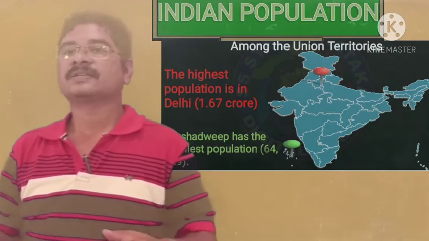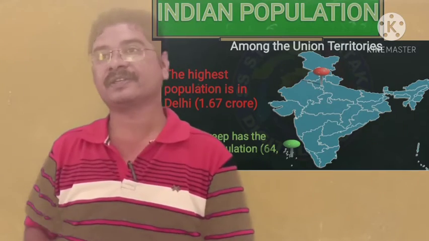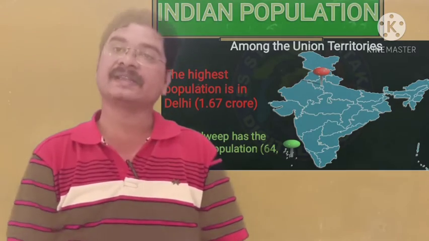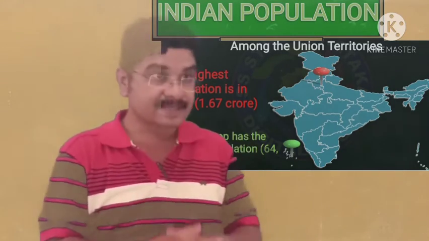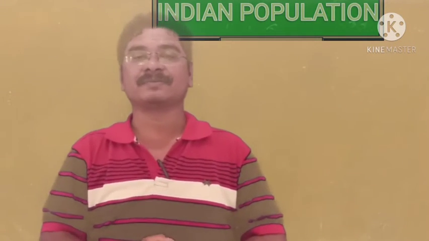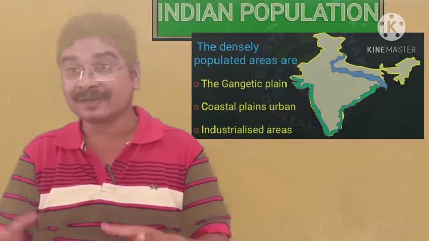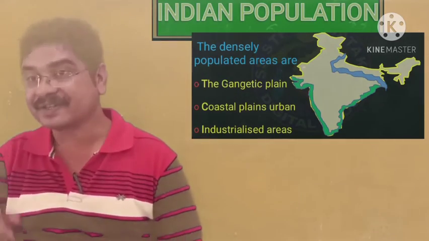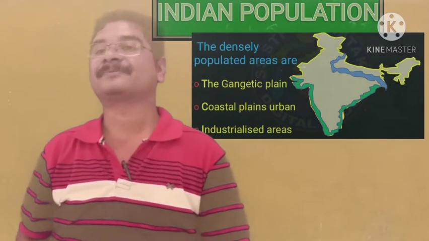The sparsely populated areas are the Himalayan region, central highlands, and Thar deserts and islands also. Yes, very good. The densely populated areas are the Gangetic Plain, then coastal plains, urban and industrialized areas.